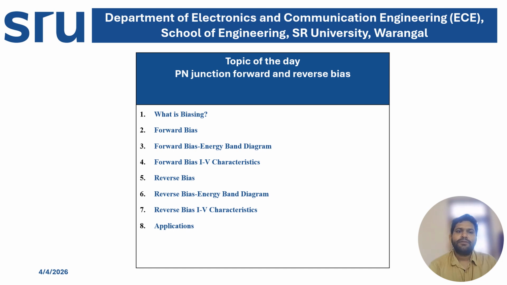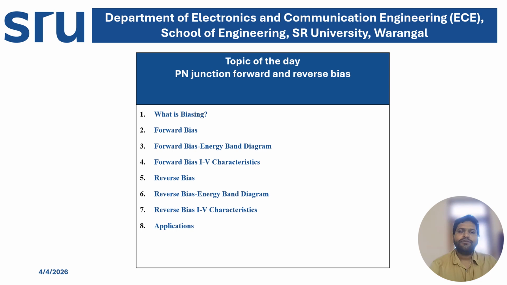Similarly, biasing is also important in the transistor. Proper biasing sets the operating point, ensures proper amplification, and prevents distortion of the signal. Without correct biasing, a transistor will not function properly.